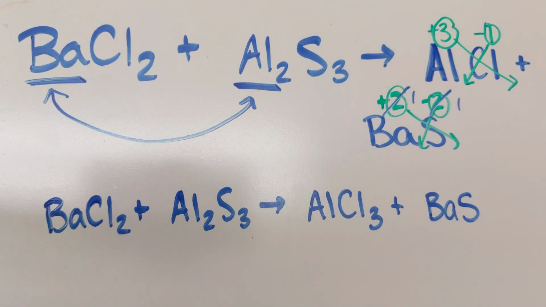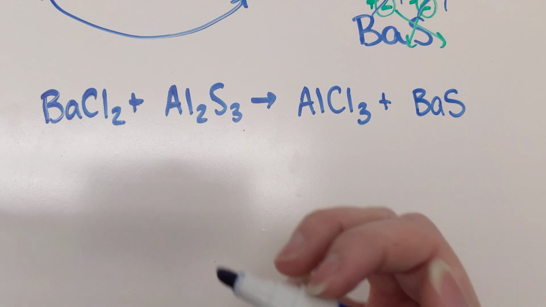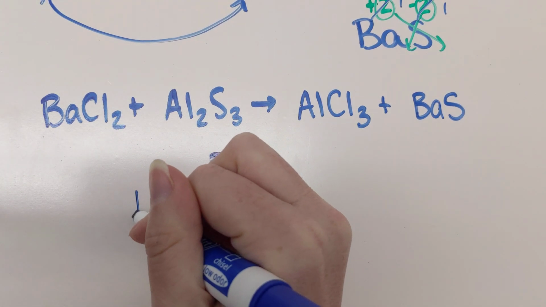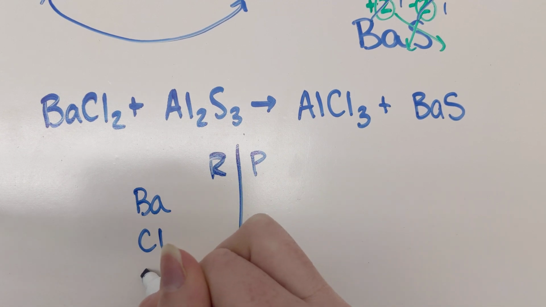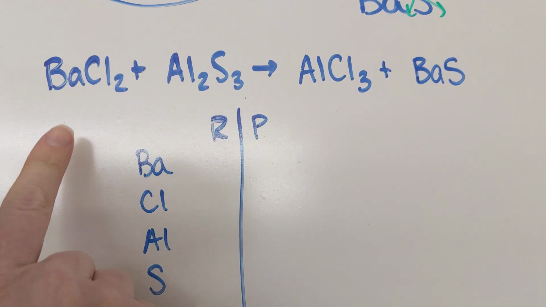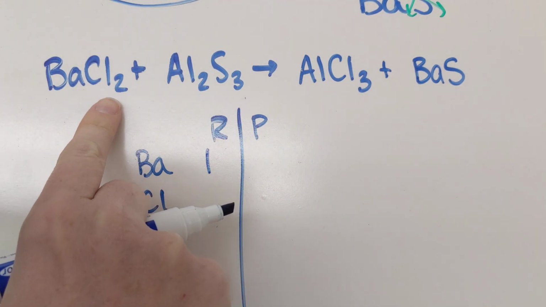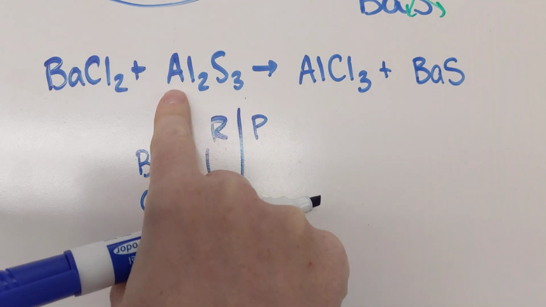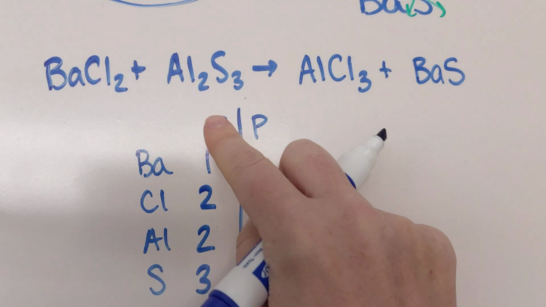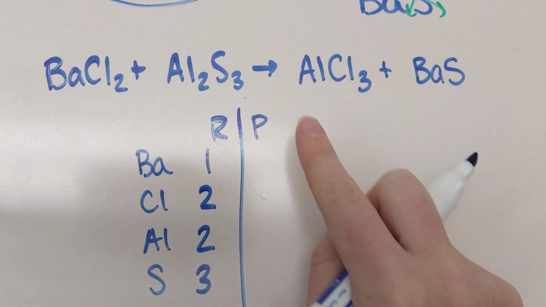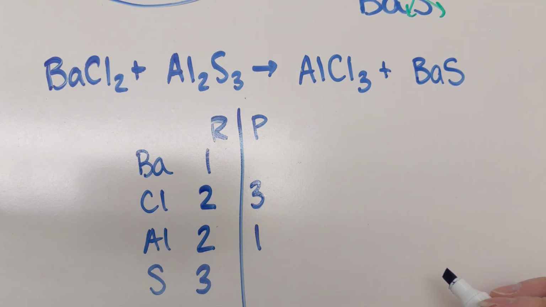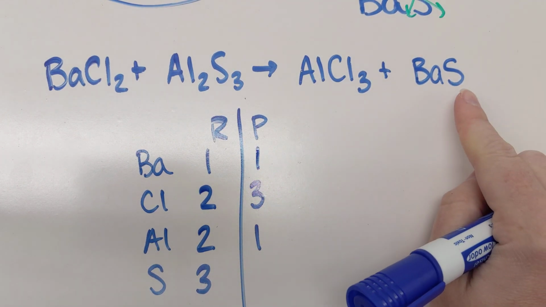Okay? So now we're going to balance this. So for balancing, remember you can make this little chart here. You do not need to if you're getting to a point where you're pretty good at balancing. So I have barium, chlorine, aluminum, and sulfur. My reactants are things before the arrow. So here I have 1 barium, 2 chlorines, 2 aluminums, and 3 sulfurs, all before my arrow, all as reactants. Now my products are things after the arrow. So I have 1 aluminum after the arrow, 3 chlorines after the arrow, 1 barium and 1 sulfur.